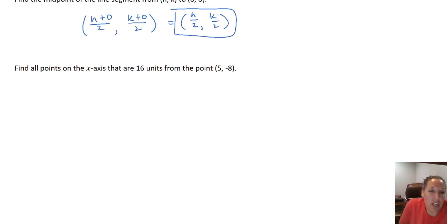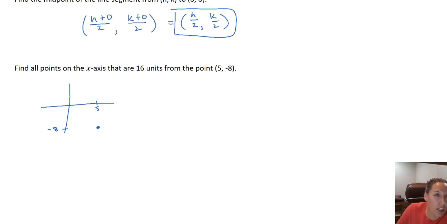All right, so now let's look at another one that's going to be a little bit more of a distance. We want to find all the points that are on the x-axis that are 16 units from the point 5, -8. So let's just kind of draw a picture to see what we're talking about here. So the point 5, -8 is going to be in quadrant 4, and we want to find all of the points on the x-axis that are 16 units from that value.